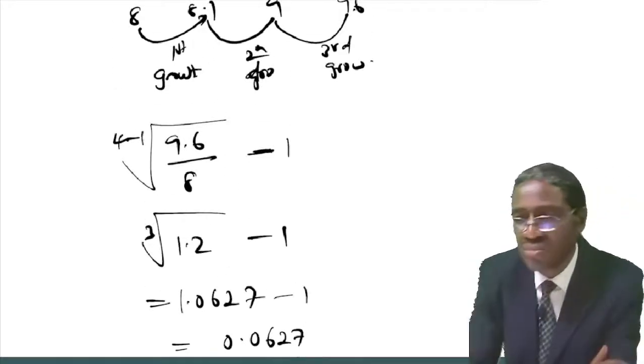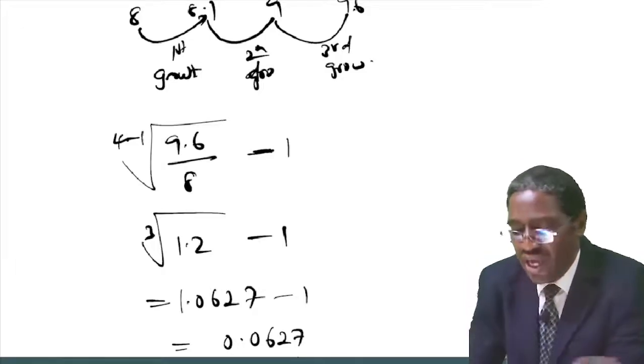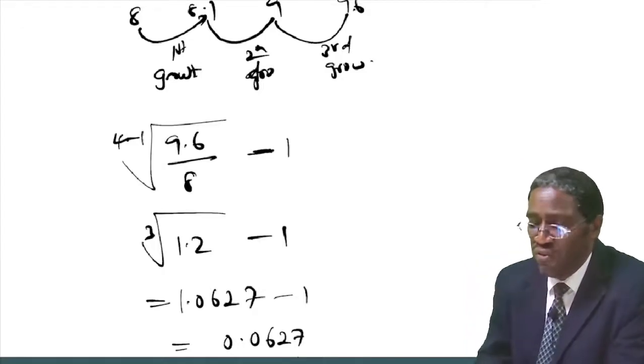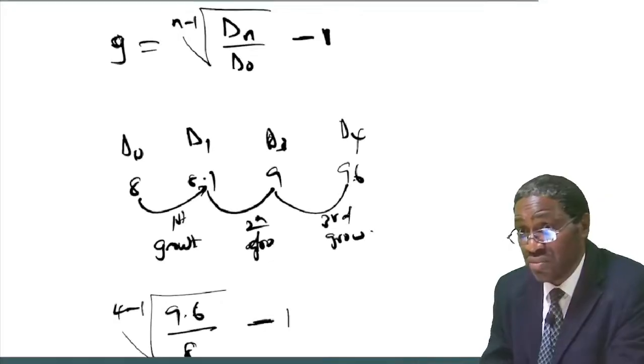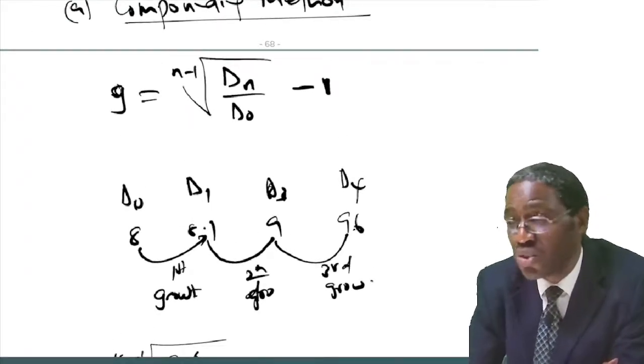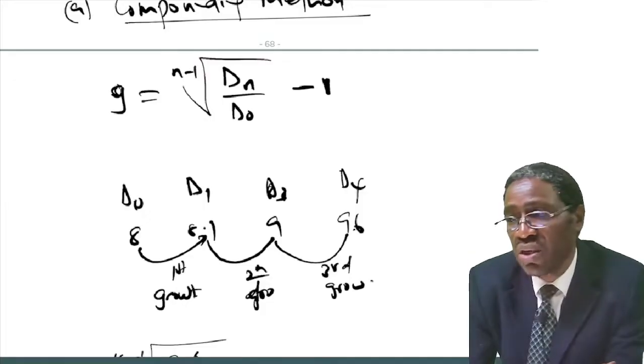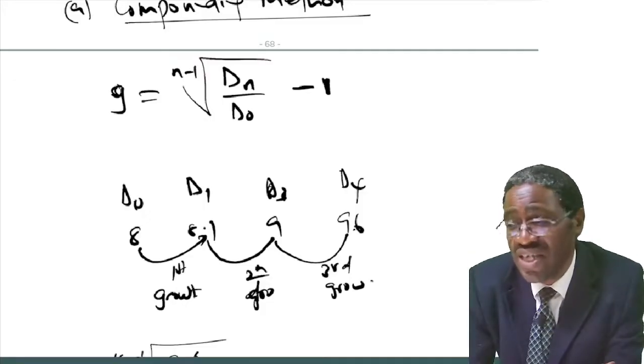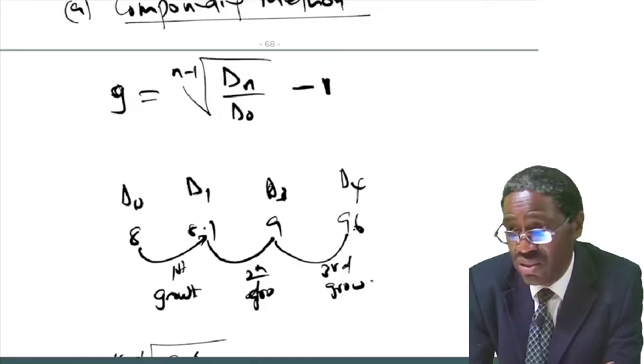I have given you the formula for determining the growth rate. It is the (n minus 1)th root of Dn divided by D0, minus 1. Listen carefully.